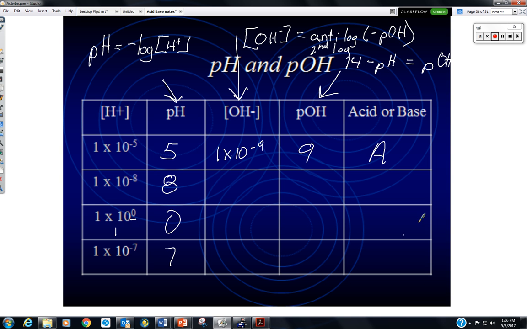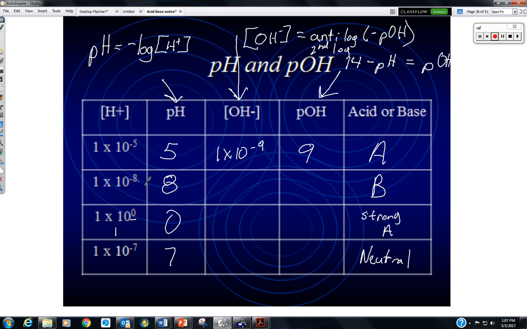All right, so real quick based off of that, if it has a pH of 8, is it an acid or base? Base is correct. If it's a pH of 0, is it an acid or a base? It's an acid. It is actually a strong acid. And if it has a pH of 7, is it an acid or base? It is neither. It is neutral.